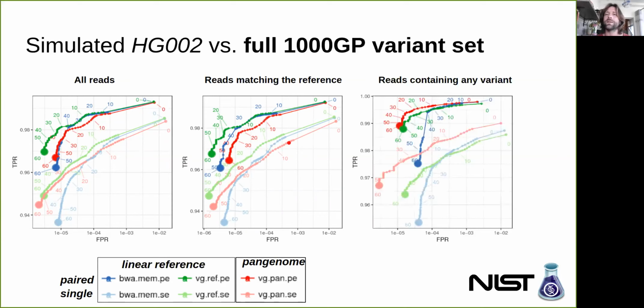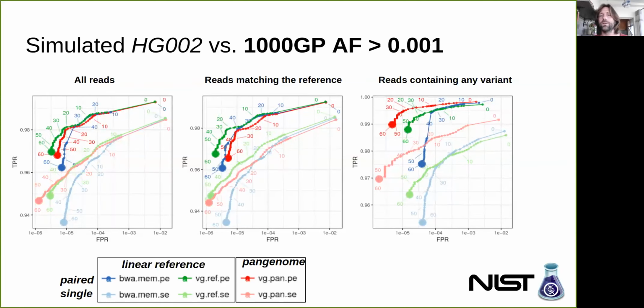But then when we look at reads that contain any variant at all, even a single SNP, then we universally do better. All the ROC curves are better for VG against the pangenome. And it's a very dramatic effect in the case of single-ended reads. But even in the case of paired end, we have this bonus. And so then maybe we don't need all the variants. Maybe that's hurting us, right? We're adding lots of ambiguity into the system.